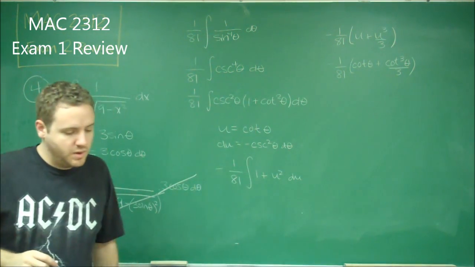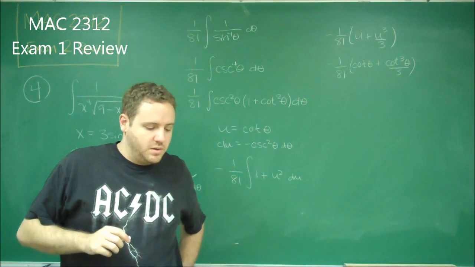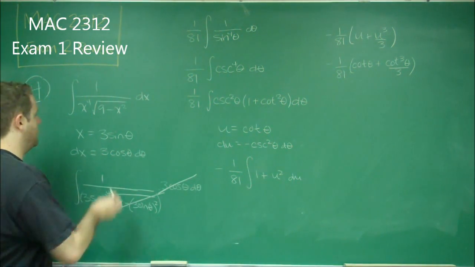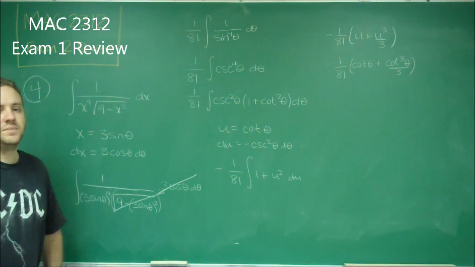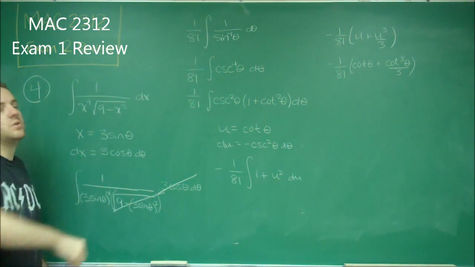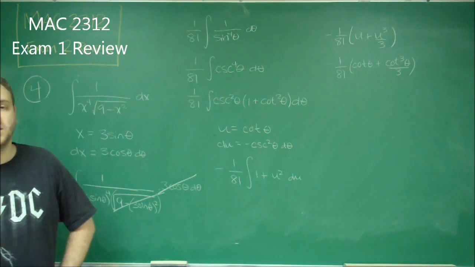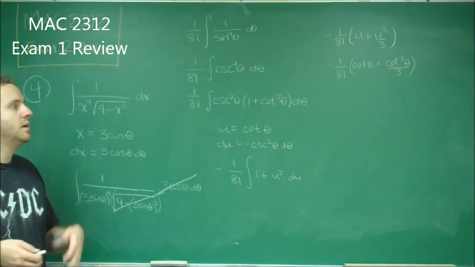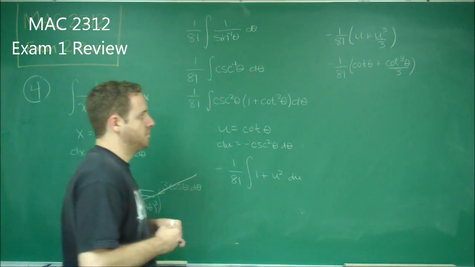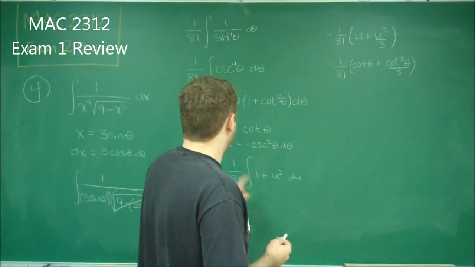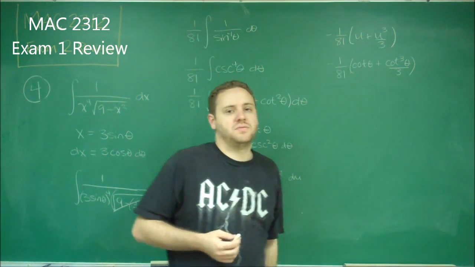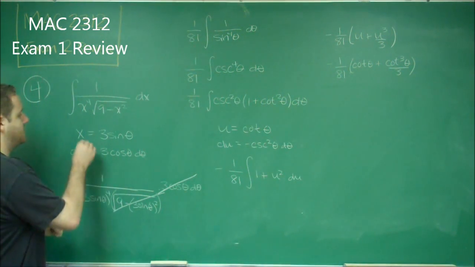Keep in mind, too, that this one could have been done at the beginning by calling this cosine theta, because 1 minus cosine squared is still sine squared. That works out either way. And this would have ended up in secants and tangents instead. But the answer ends up being the same. So u was cotangent theta, we plugged that back in. Now here's our answer in terms of theta, and now we need to do our last thing, which is our trig substitution.